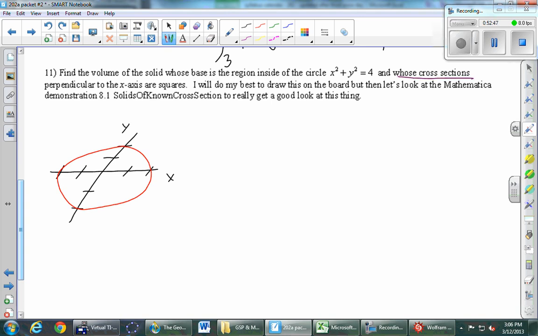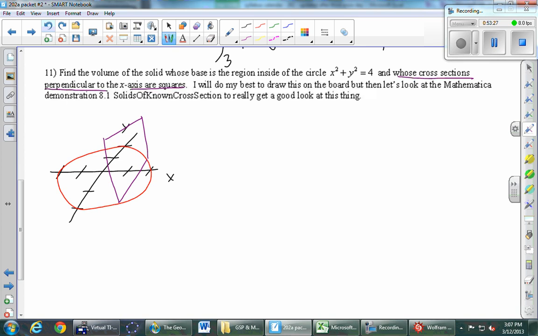It says the cross-sections perpendicular to the x-axis. So here are cross-sections perpendicular to the x-axis. Those are all of our slices going right through the x-axis perpendicularly. And it says that they are squares. So what we're going to do is draw some squares that are coming out of the board, but they'll be kind of going up away from the xy plane that I've drawn here. So for example, if I had this particular cross section right here, I want a square where that's the base. So the shape now comes up out of the board, and then connect the dots, and we've got a square coming off of that circle.